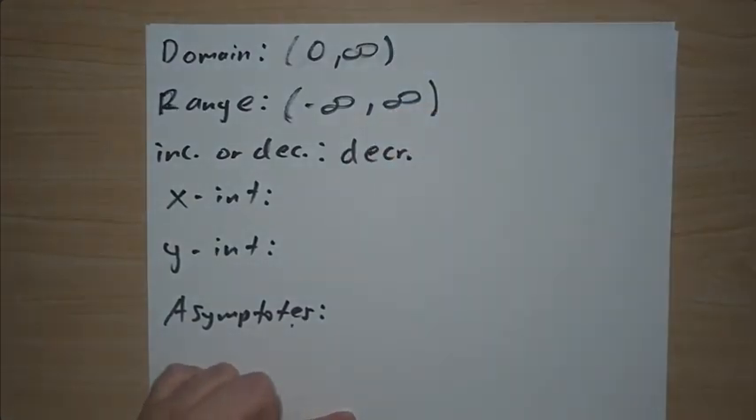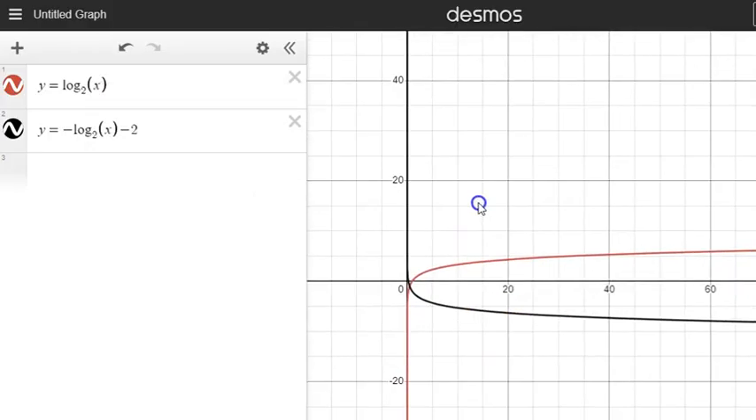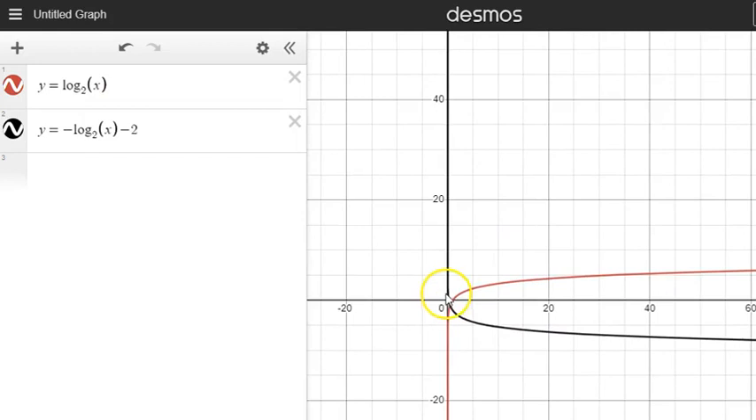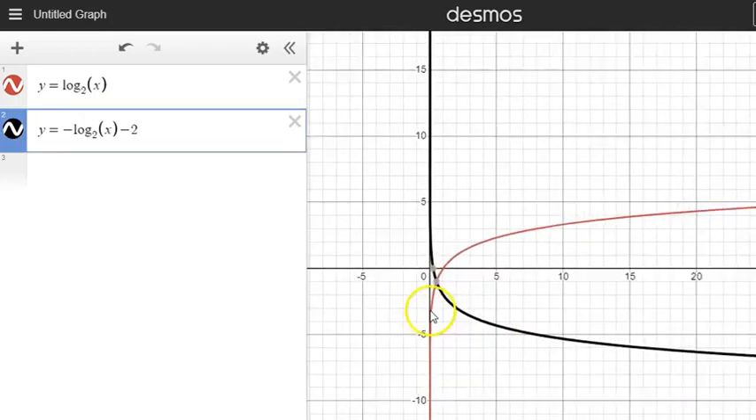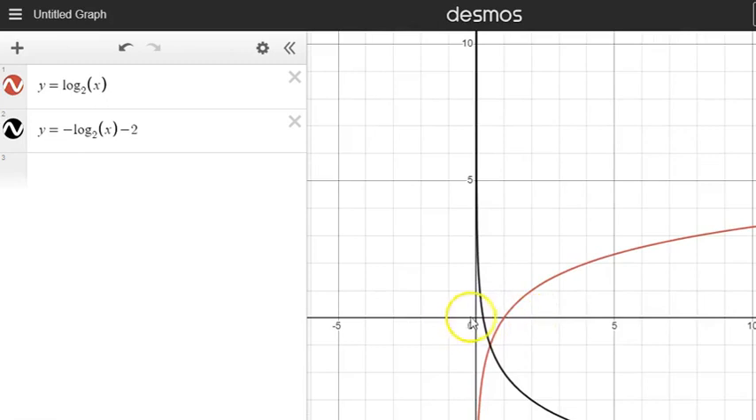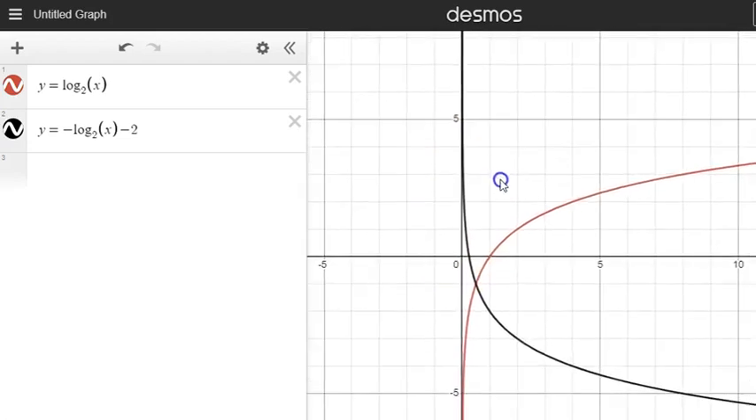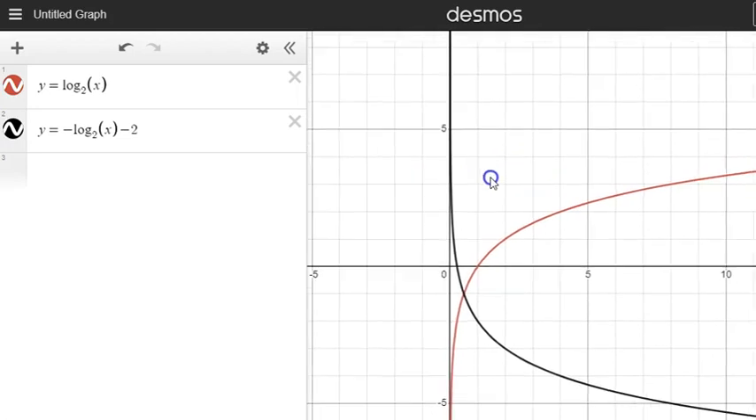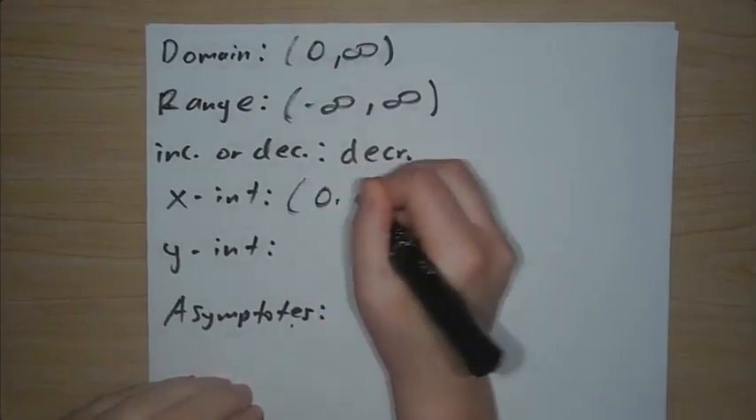We look at if we have x and y intercepts. So it looks like we have an x-intercept at 0.25, 0. However, we know that we have a vertical asymptote at 0, so we do not in fact have a y-intercept. So we only have an x-intercept at 0.25, 0. So write it down.